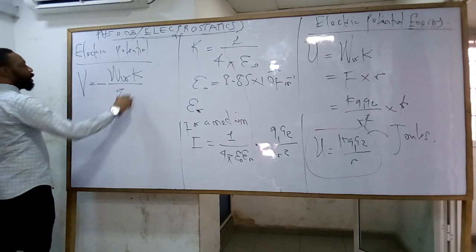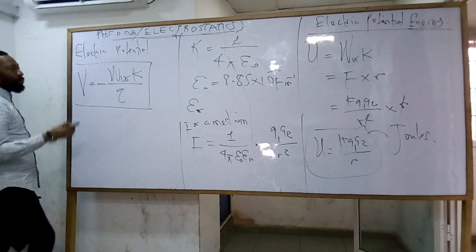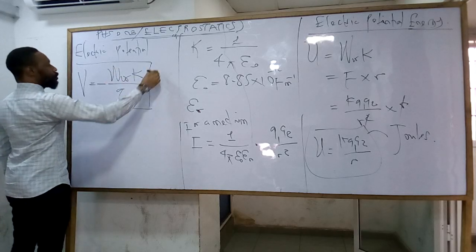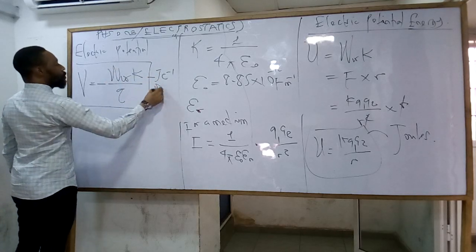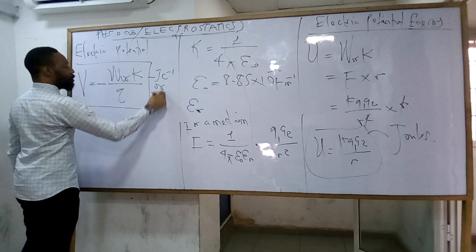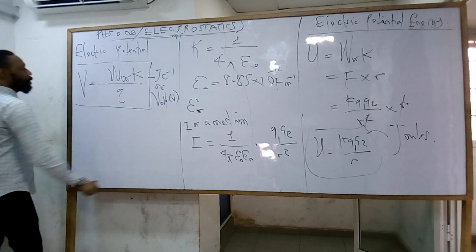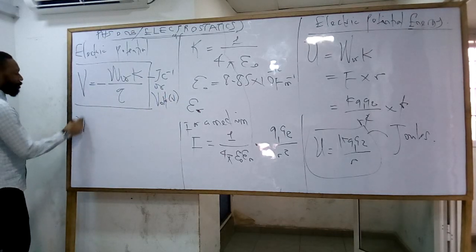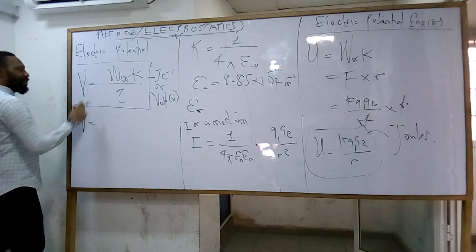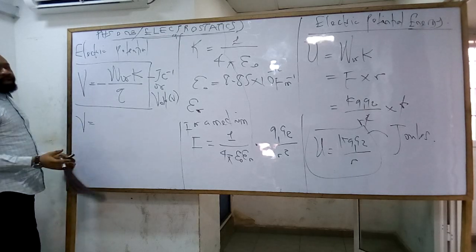So, if there's data like this, solve, no problem. We expect the unit to be joules per coulomb. If there's no data like this, then you go on. But this is the basic formula. What's my basic formula in this? You can always work out the rest.